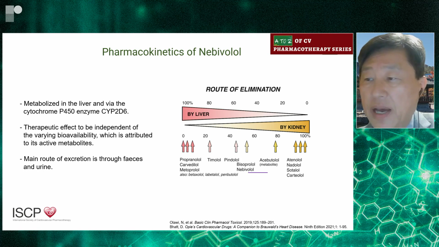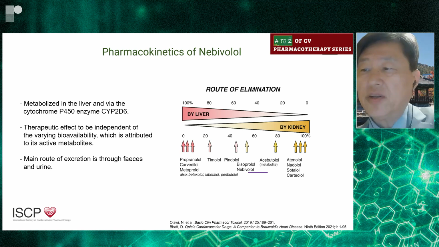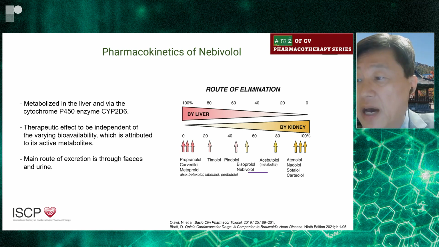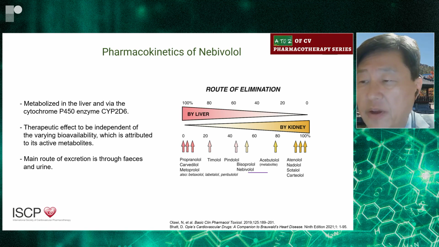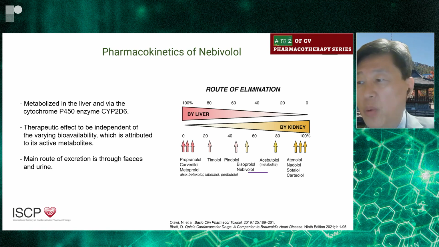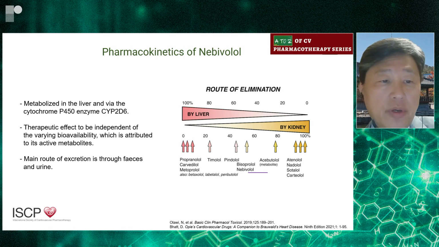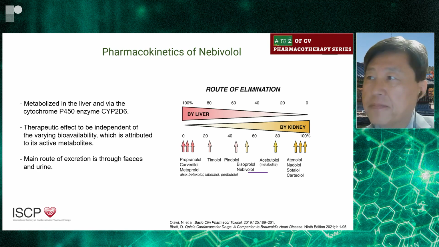Nebivolol is metabolized in the liver through glucuronidation and via the cytochrome P450 enzyme, cytochrome 2D6. The therapeutic effect of nebivolol has been reported to be independent of varying bioavailability, which is attributed to its active metabolite. The main route of excretion is through feces and urine.